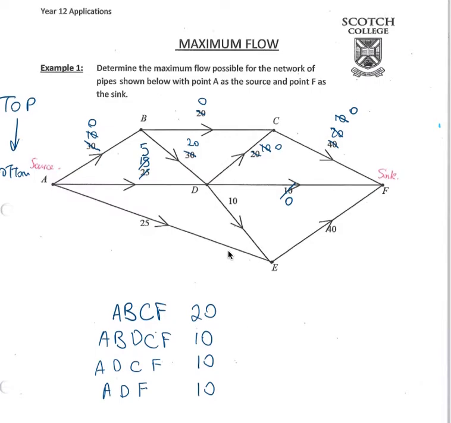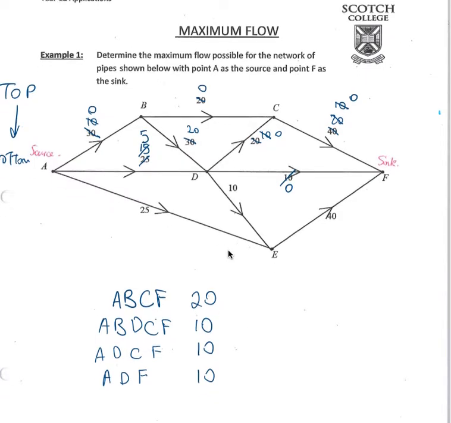Next step is to find the next route. We can still use A to D, we have 5 left. We can't use CD or DF, so we have to go to DE. Then we go to EF. The most we can push through here is 5.